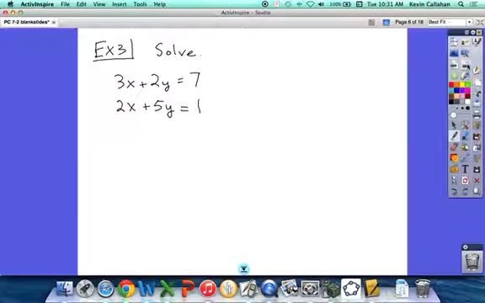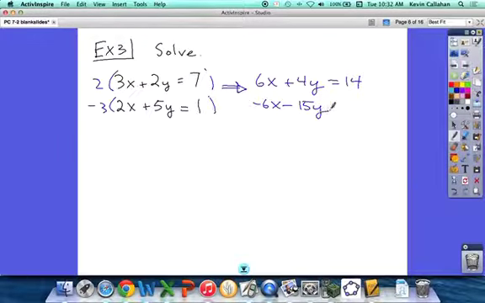So let's see, if I'm going to make the x's cancel, then I have to multiply one by 2 and negative 3, or negative 2 and positive 3, something like that. So how about we multiply that one by 2, and we'll multiply that one by negative 3. And then here's our equivalent system. 6x plus 4y equals 14. Negative 6x minus 15y equals negative 3.